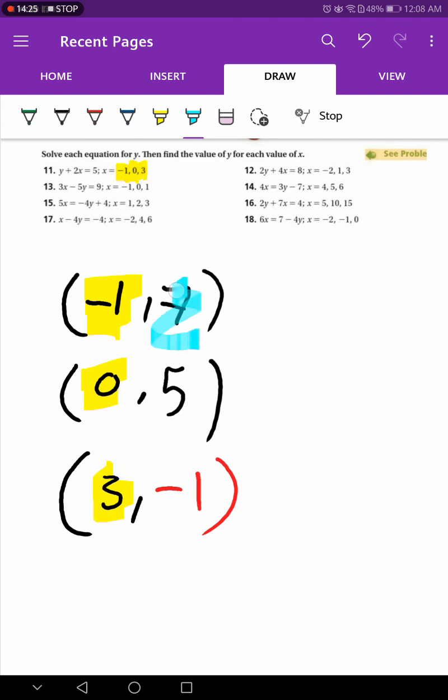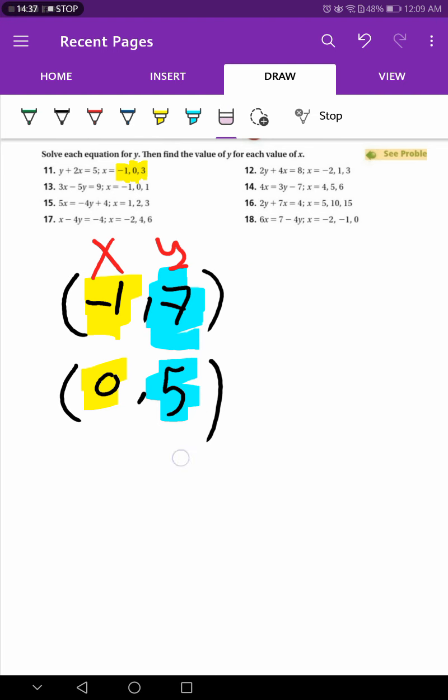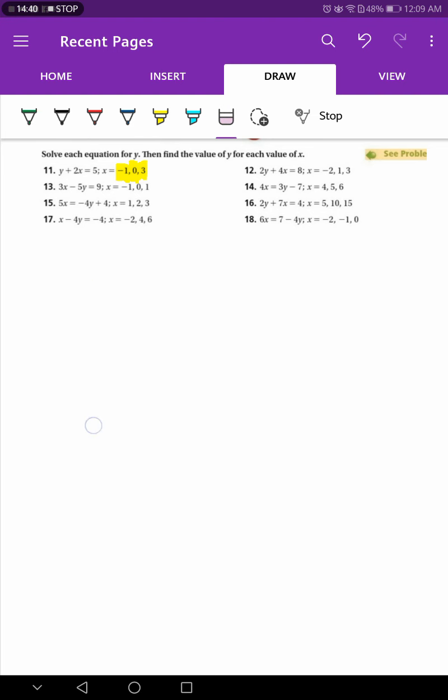And here the value of y. So all the time, the ordered pair x and y. Okay, let us take one more example and apply how to evaluate the value of y.